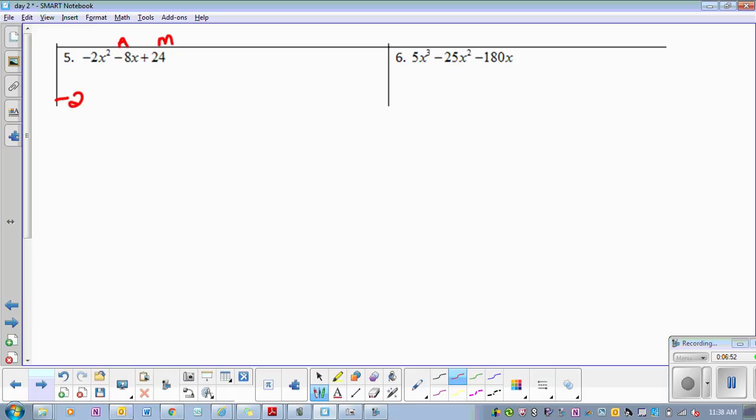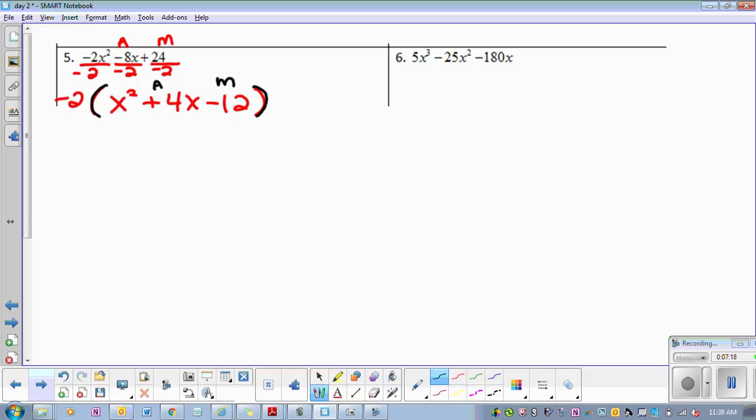No, because 24 doesn't have an x, right? Okay. So I'm going to divide everyone by negative 2. Then I have x squared plus 4x minus 12. Yes? Okay. So now I just have to bring down my AM down here. Right?